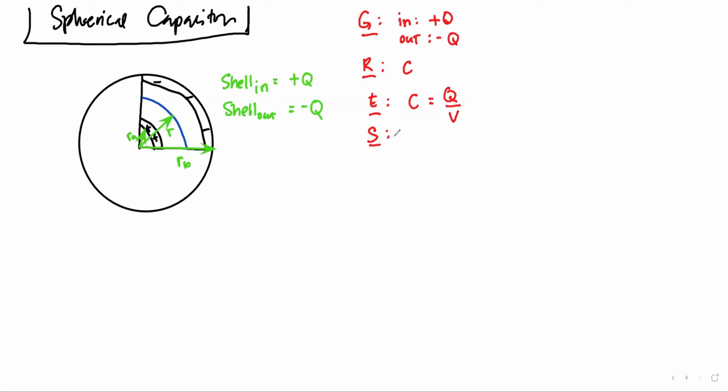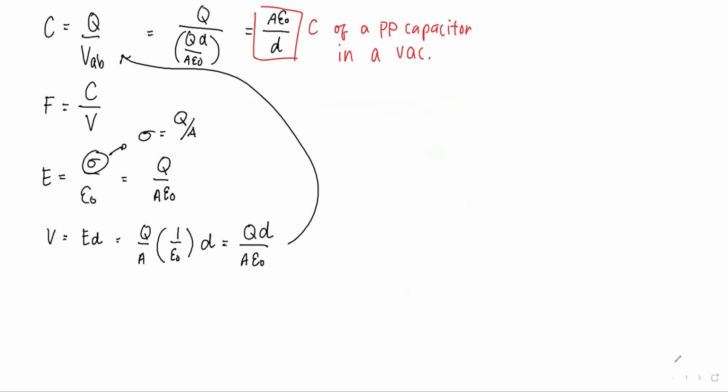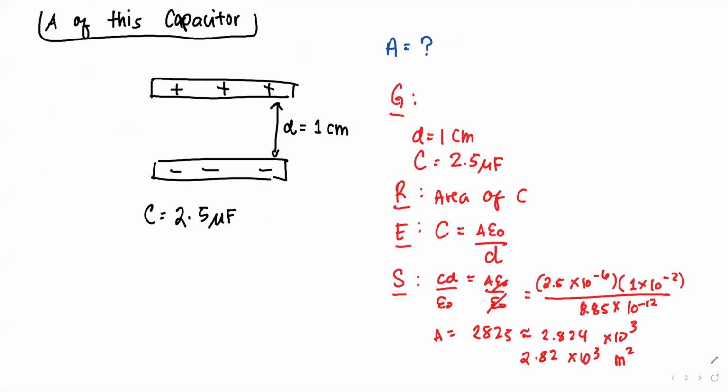Do I have a Q? What about a V? Maybe I can make use of another equation. Do I have area? No. Do I have distance? I don't have that either. I only know that one is radius A and one is radius B. These are units, okay? Don't think this is force. How else can I get my C?